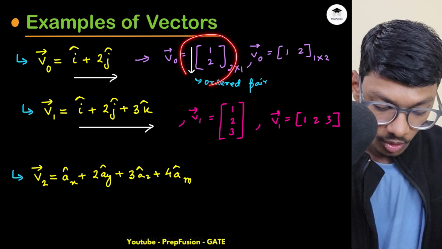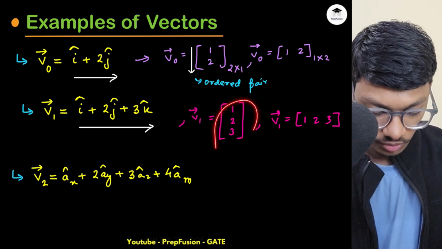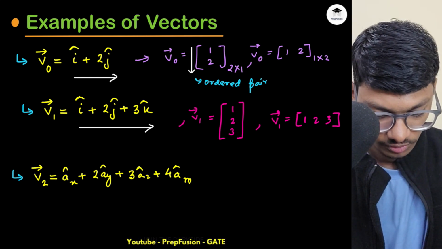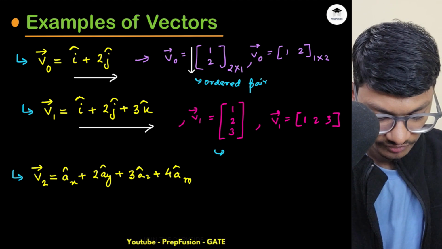Now this is called an ordered pair, right? Ordered pair. This will be called what? This will be called an ordered triplet, because we have 3 numbers.